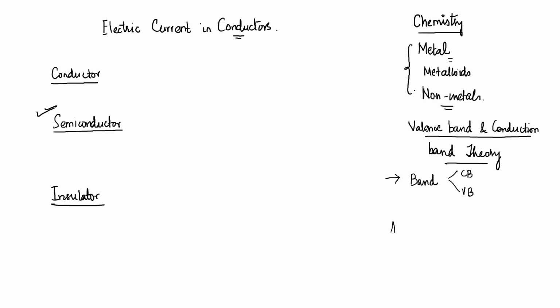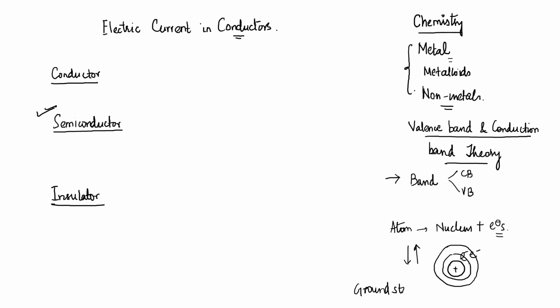You have seen an atom. This atom has a nucleus, and in the orbits we have electrons revolving around it. If this is our nucleus, electrons are revolving in these orbits. These electrons travel from the ground energy level to a higher energy level. So they have these ups and downs from the ground state to the excited state and vice versa, during which they release energy.